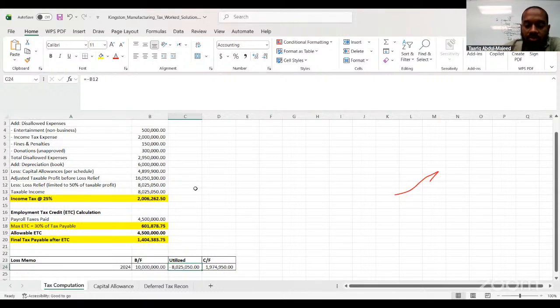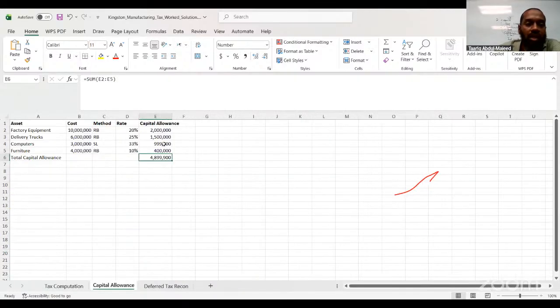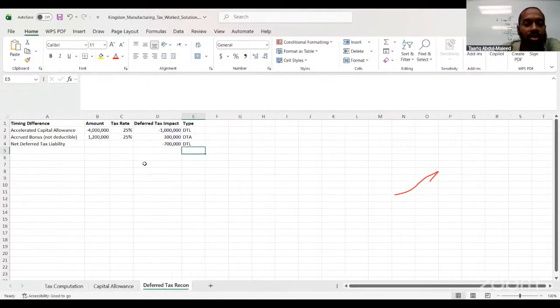Are we okay with all of these figures so far? Right. So we are okay with the figures, right? Even if you didn't get it, I hope you followed, right? Now, for the capital allowances, we all did our capital allowances, so I think that's fine. 4,899,900. The issue that I heard y'all having was with the deferred tax.